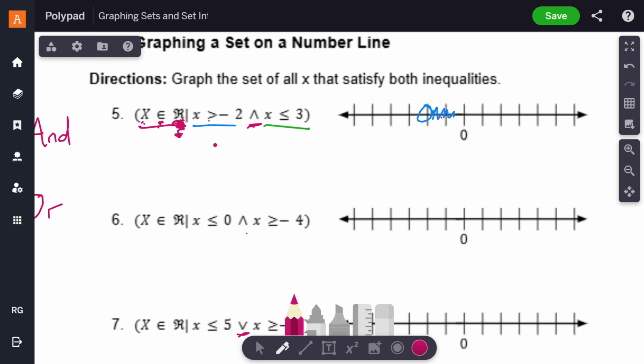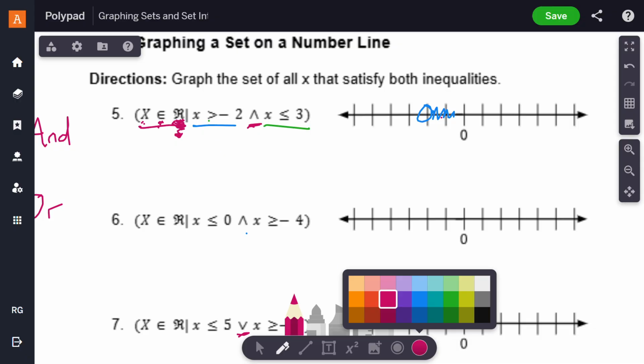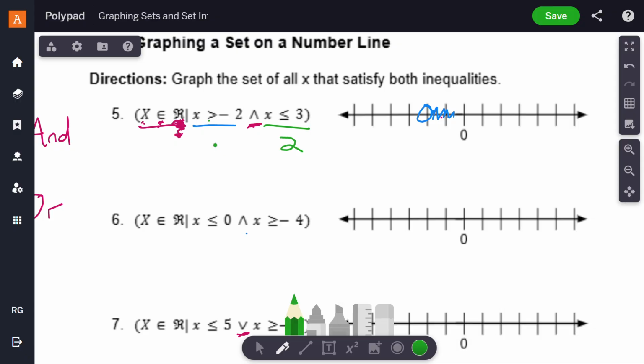And we're going to shade towards the direction of the numbers greater than -2. However, it's not going to go towards infinity because we also have a second criteria, which is the second inequality here. And for the second inequality, I'll number those 1 and 2. x is less than or equal to 3, so I'm going to go over to number 3 and use a closed circle and then shade towards all the numbers less than 3. And we can see that this graphs both inequalities on the number line.